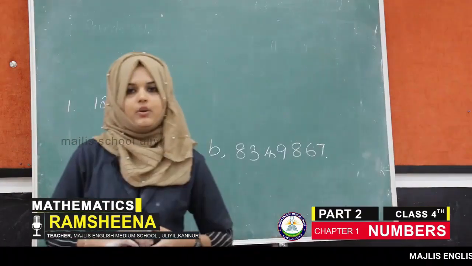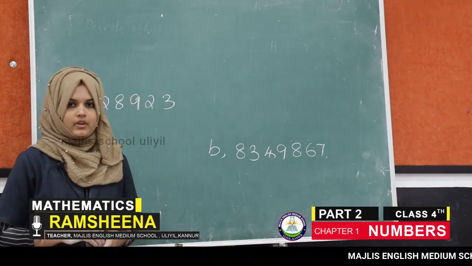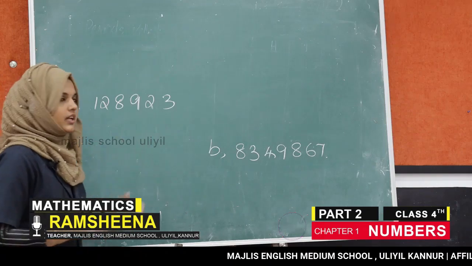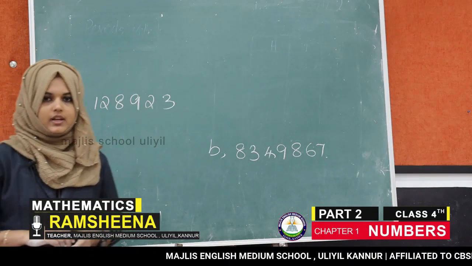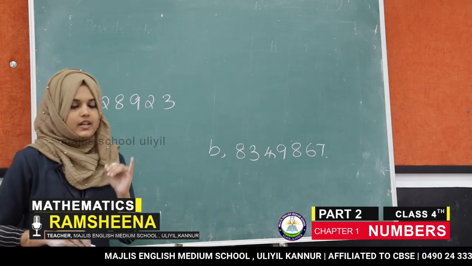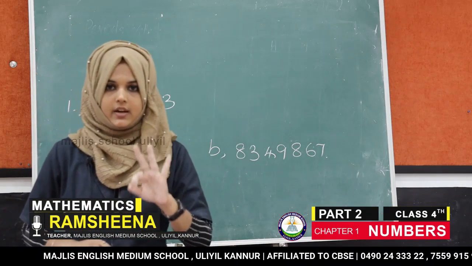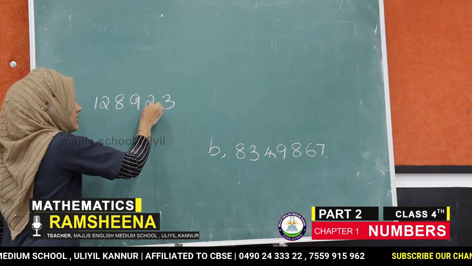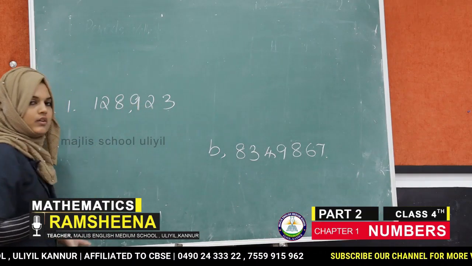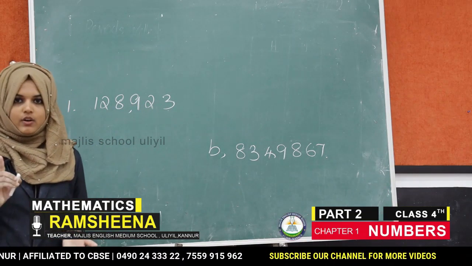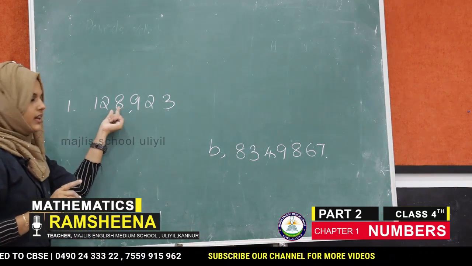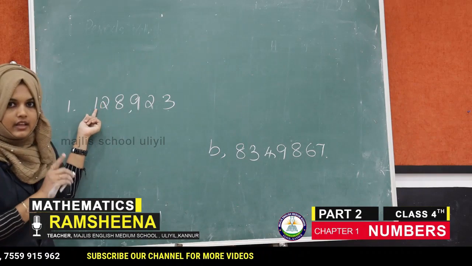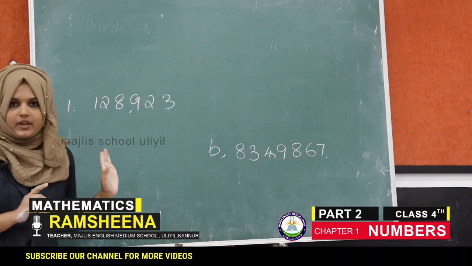Then the next one, how to use commas in the international system. How to separate the numbers in the international system. We use commas between periods: ones period, thousands period, and millions period. So look at this number. First one, ones, tens, hundred: this is the first period. Okay. Then second period, 1,000, 10,000 and 100,000. So this is the second period.